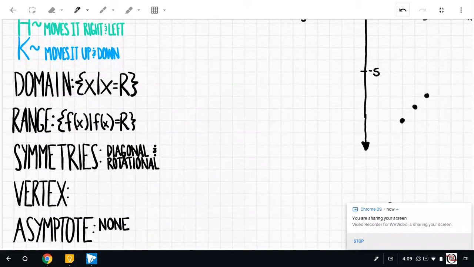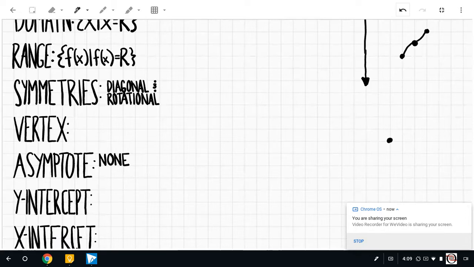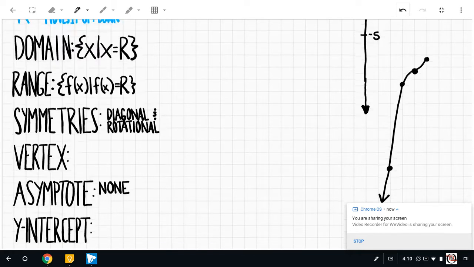And I think this is the hardest part of a cubic graph, mostly because you want to make it look curvy. It needs to look like a twisted parabola, and you always have to keep that in mind, because that's important when you are making your cubic graph.